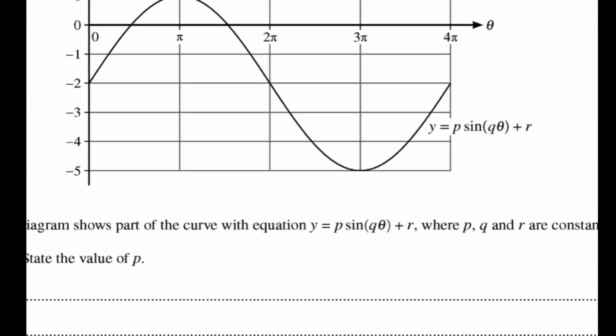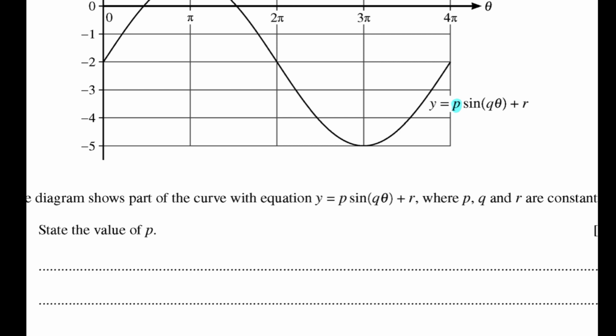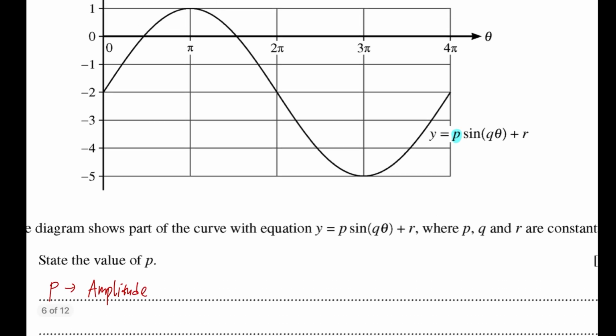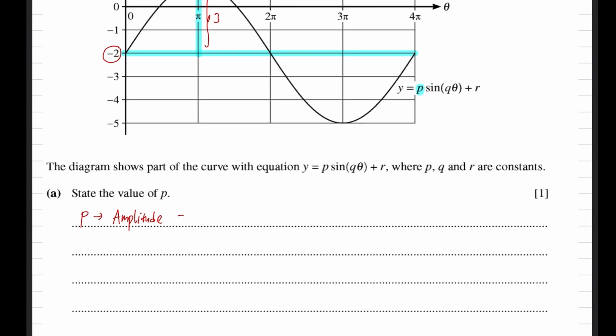Okay, first thing first, what is p? P is the coefficient of sine x, so p is the amplitude. How do you find amplitude? It is the distance from the principal axis, which is the middle part of the graph, to the peak of the function. Because the graph starts from -2 to 1, so the height is 3. So p equals 3.